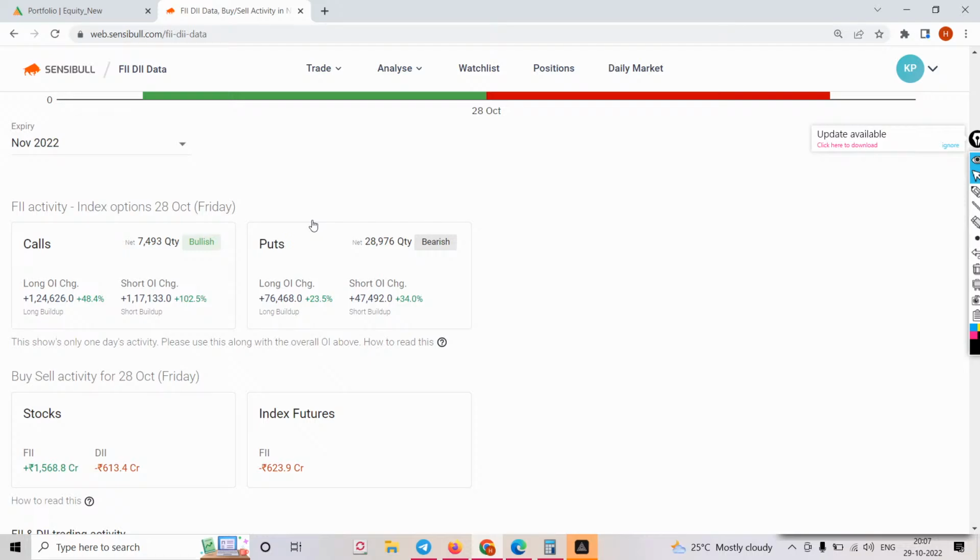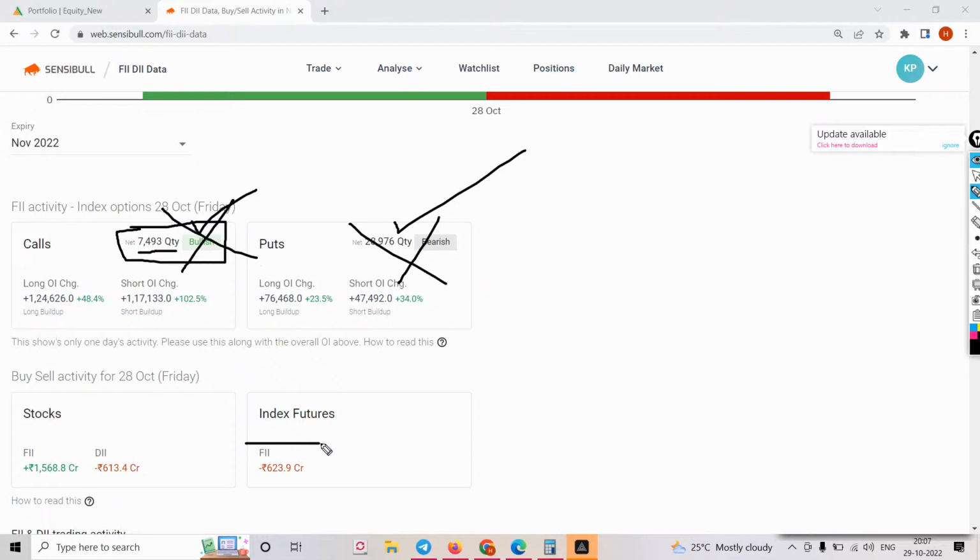If I scroll down, this is another view. So 74,000 quantity bullish and 28,000, but this is contra. Basically this says bullish, right? This is the way people will confuse us. So this says bullish and this says bearish, but the quantity is more, 7,000. So we can just ignore this because it's not a huge quantity, but this makes a difference.